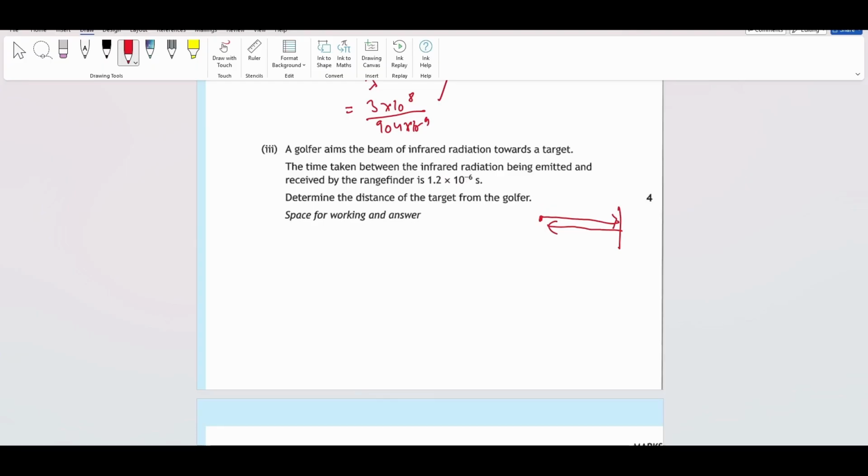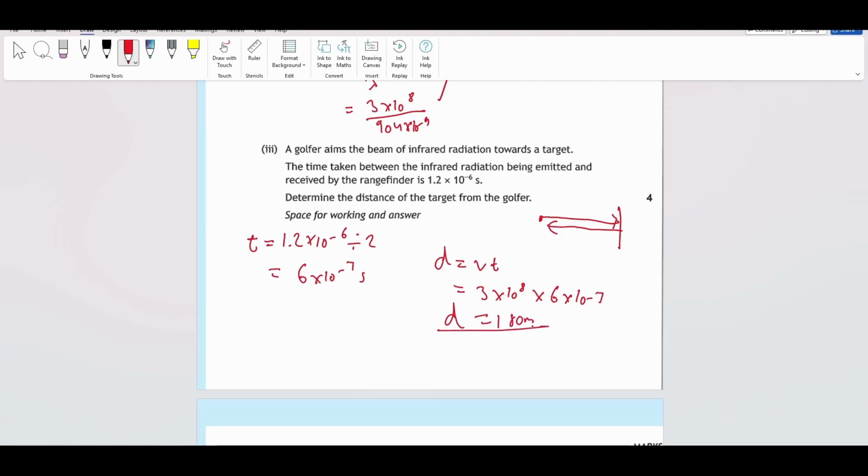So for one way, it'd just be half that time. So I'm going to write t is equal to 1.2 times 10 to the negative 6 divided by 2, which is equal to 6 times 10 to the negative 7 seconds. And now we can find the distance. So we do d is equal to vt, where v is the speed of light since it's infrared radiation, and t is 6 times 10 to the negative 7 seconds. So this is equal to 180 meters.